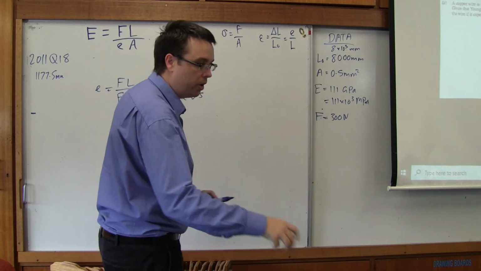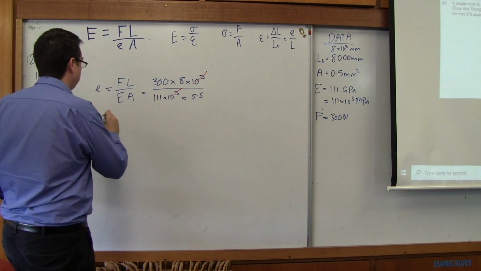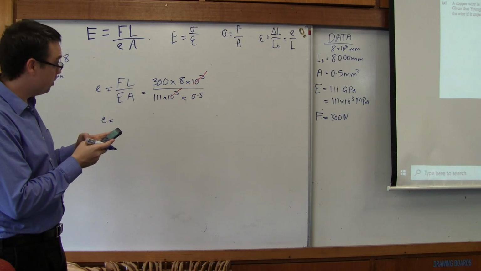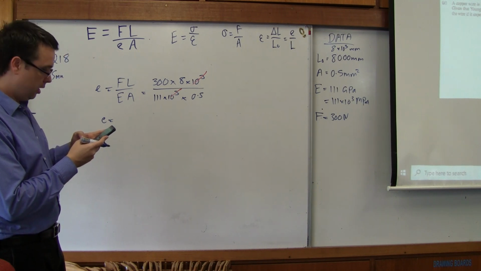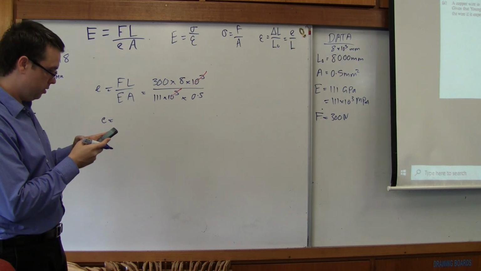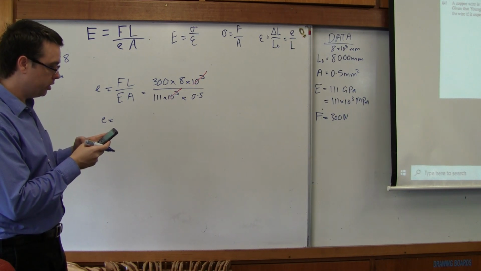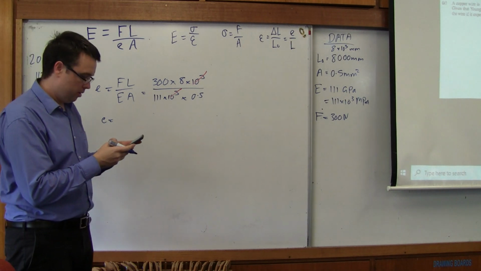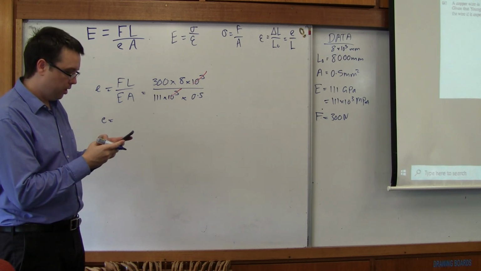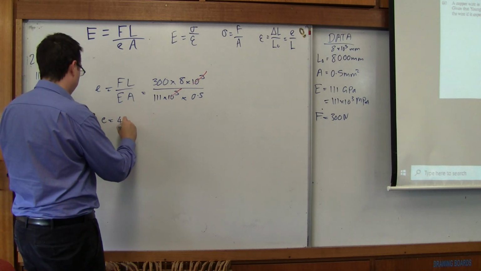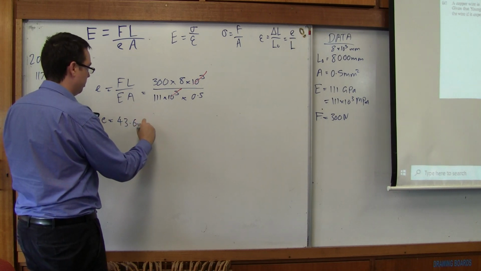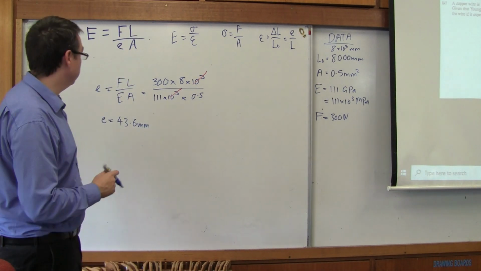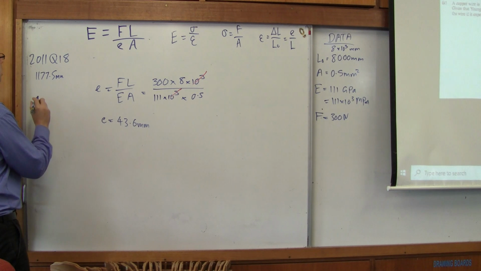bad for the marker, but good for our calculator. And the answer is going to be in millimeters. 300 times 8 divided by 111. Now, because it's a denominator, I'm going to put that in brackets just in case I have a problem. I could just divide, I'm not going to do that maths. So I'm putting it in brackets. I get an answer of 43.6 millimeters. It's a big extension. I'm not sure that's right if you guys have checked the answers, but that's what we're going to write.